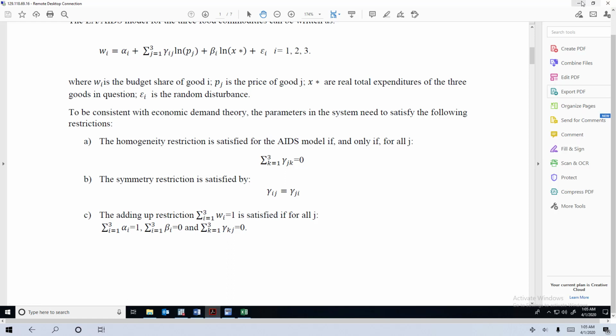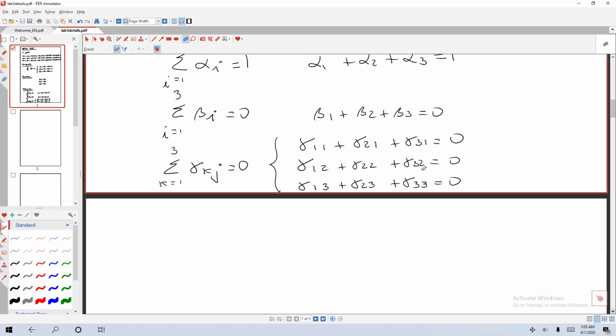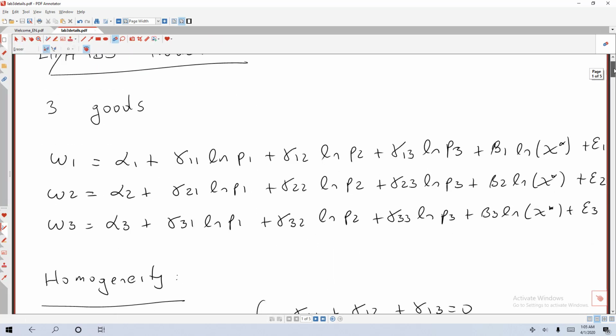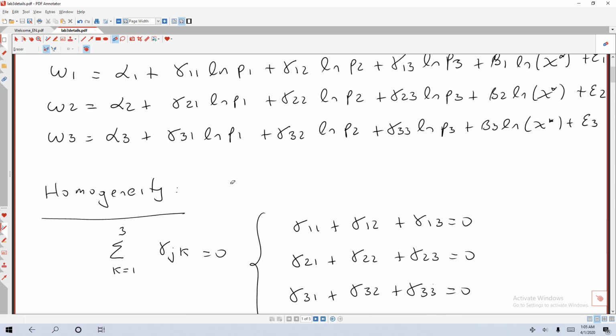And I have prepared a handout for you where I show you exactly what these restrictions look like in the context of our example. So, these are the three goods. These are the three equations for the three goods. So we have alphas. The alphas are the intercepts. The gammas are the price coefficients. So this is for the first equation, the first price, the first equation, the second price, the third equation, the third price, and the betas are the coefficients for total income, and so on and so forth.